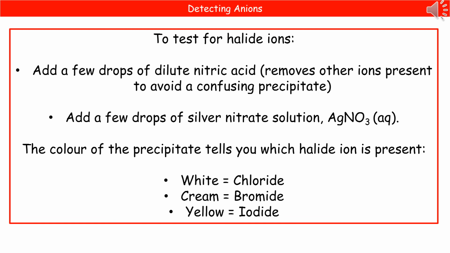The last type of anion we could be asked how we detect are the halide ions. So the way we do this is add a few drops of nitric acid just to remove any other ions present to avoid a confusing precipitate, and then we add a few drops of silver nitrate solution, and the colour of the precipitate tells us which halide ion is present. So if it's white, it's a chloride, if it's cream, it's a bromide, if it's yellow, it's iodide.